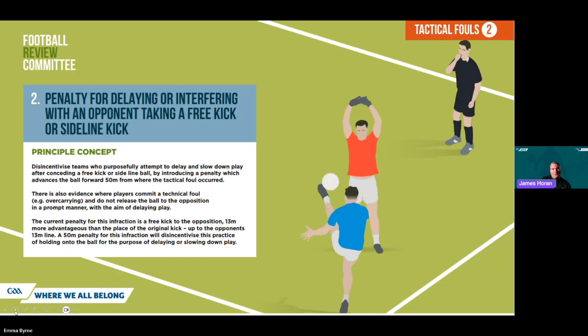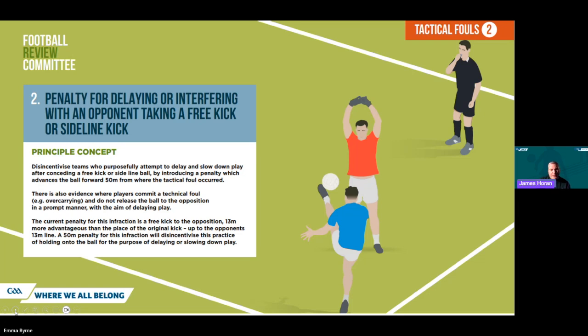So just the penalty for delaying or interfering with an opponent taking a free kick or sideline kick. So again, to disincentivize teams who purposely attempt to delay and slow down play after conceding a free kick or a sideline ball by introducing a penalty which advances the ball 50 meters from where the tactical foul occurred.